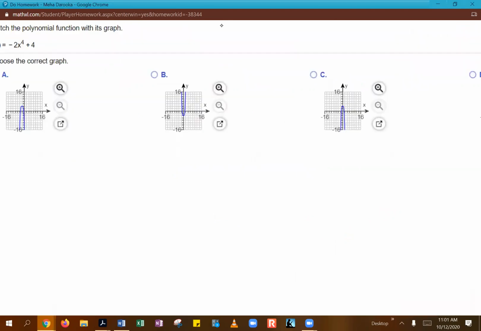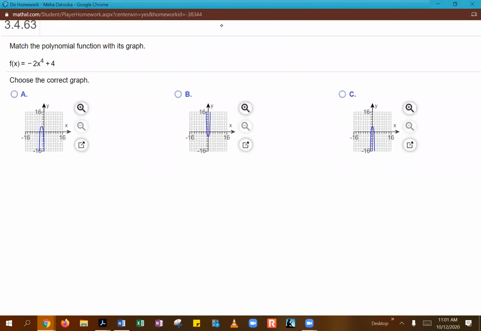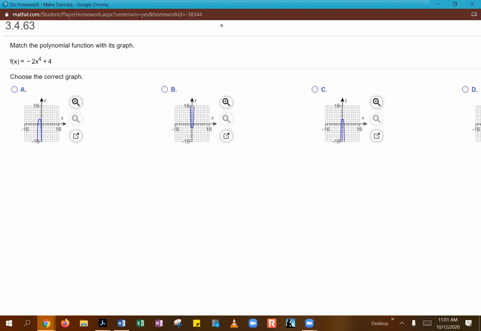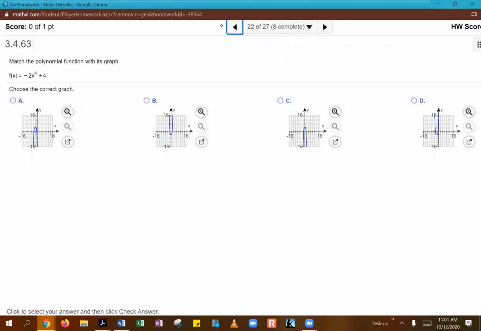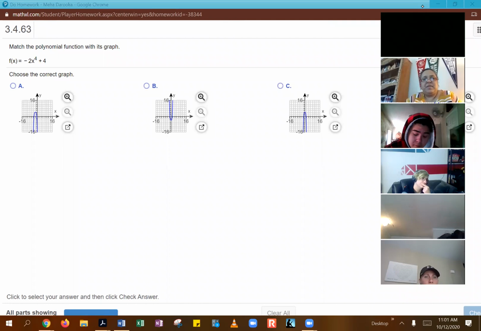You know what? Let's do this. This is a 4th degree polynomial over here. Let's see if we can again get all 4 of them. Okay, so what do you think about symmetry with this guy? Negative 2 x to the 4th plus 4. Go ahead. I would say even. Yeah, it's an even function because you have x to the 4th power and the constant number 4.